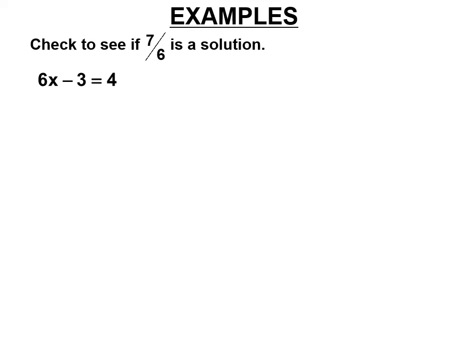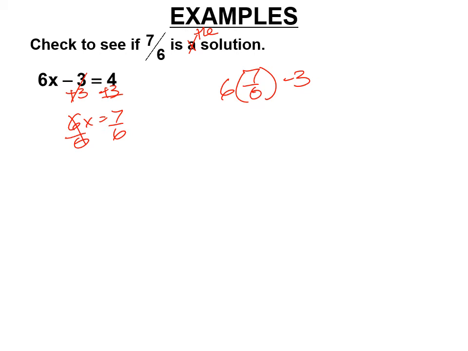All right, so check to see if 7/6 is a solution. It really should say "is the solution," because there's only going to be one solution to this kind of equation. There are ones that don't have one solution. Now, you could solve it and see if it is. 6x equals 7. You could do it that way, but that's not really what I'm after here. Let's just see. The solution is the one number you put where x is that makes it true.